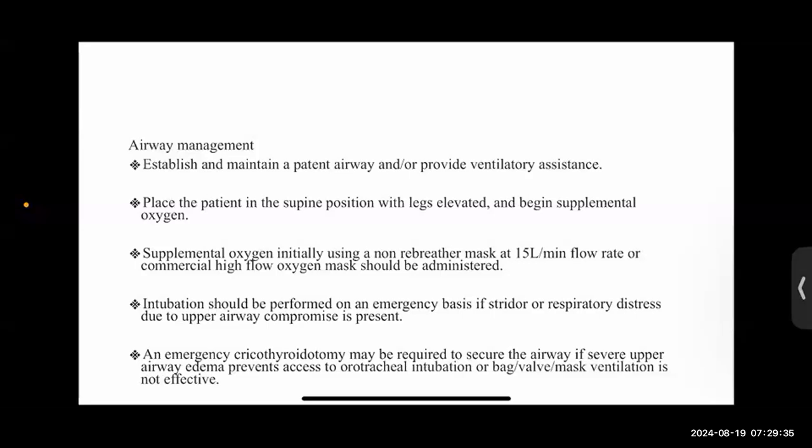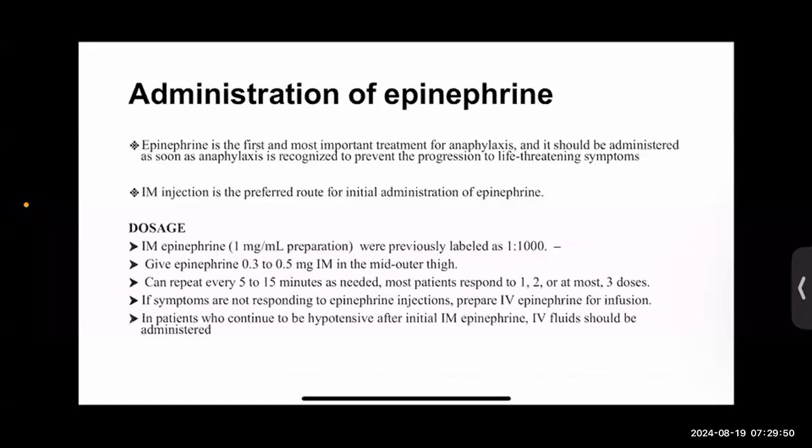However, if intubation is difficult because there is increased airway edema that doesn't allow orotracheal intubation, I want to invite the ENT surgeon, who will help perform an emergency cricothyroidotomy for this patient. Epinephrine is the first and most important treatment. I want to administer epinephrine, and the intramuscular route is preferable.